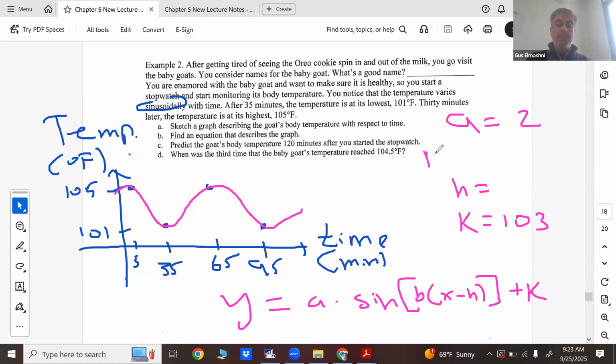Now the period, how long is one cycle? Yeah, because half a cycle is 30, so 60 minutes. So, but no, b is not 60 though. 2 pi over b equals 60, because we know that to be the form for period. So your b value is pi over 30.